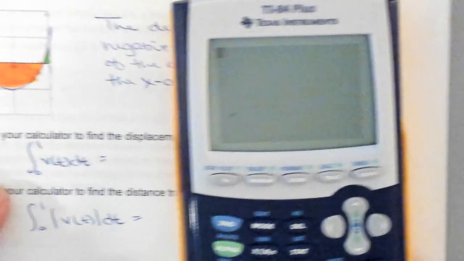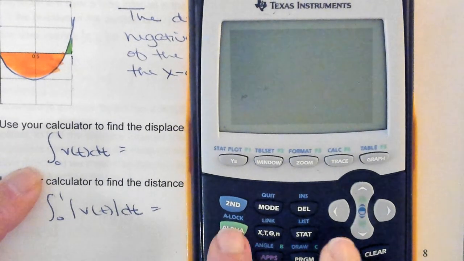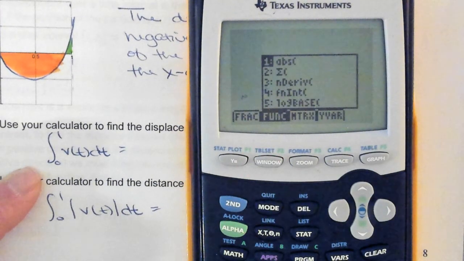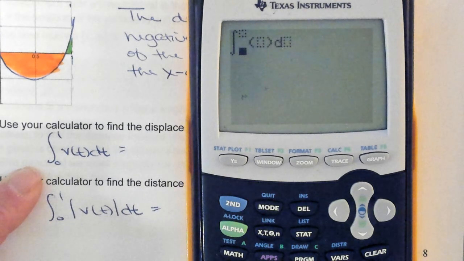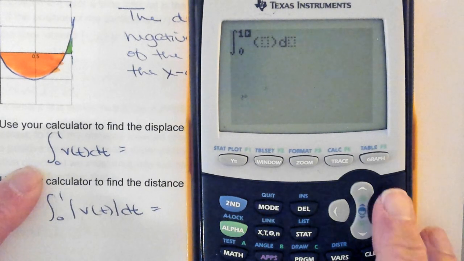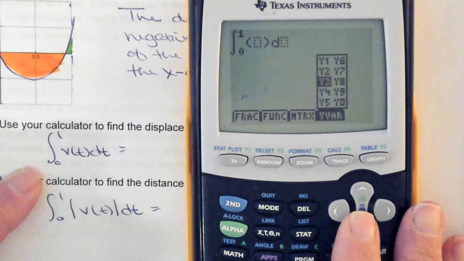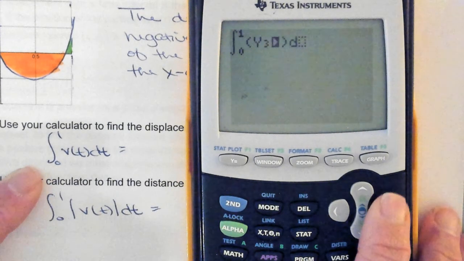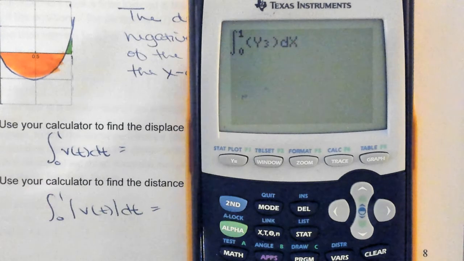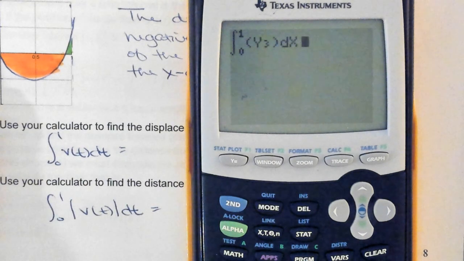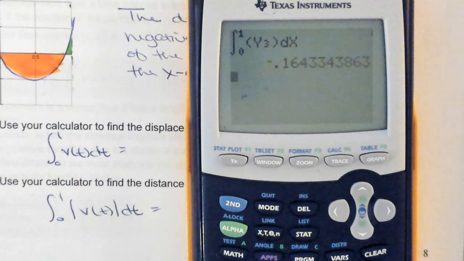Okay, so I just remembered that I put mine in y sub 3. So I'm going to go into alpha window, option 4, which is my definite integral. We're going from 0 to 1. Alpha trace gives me all my y's. So I'm going to grab y sub 3 with respect to x. This is going to give me my answer. Now remember, this is displacement, right? This is the first one.